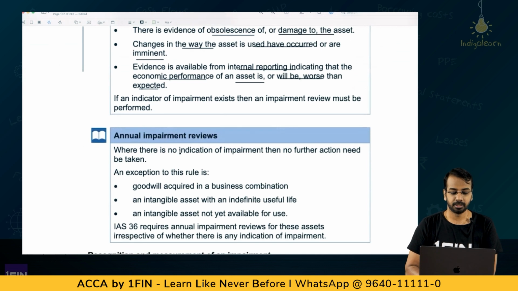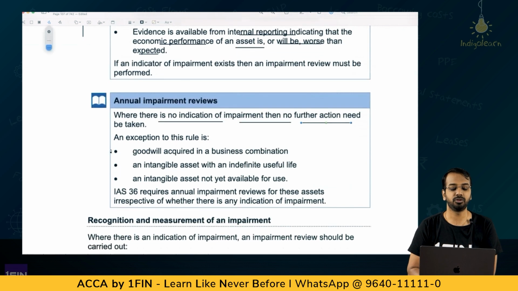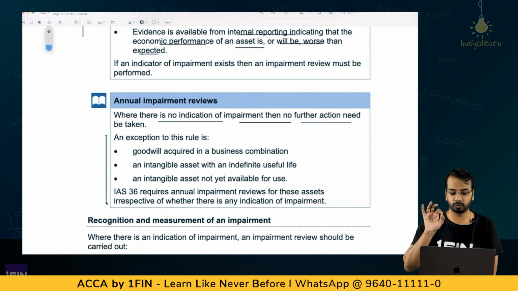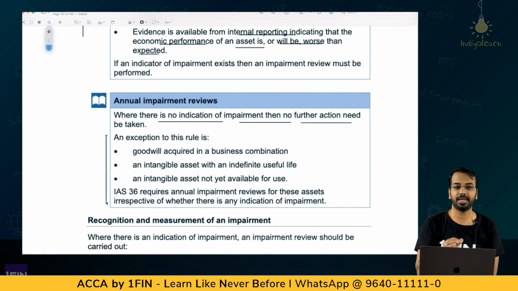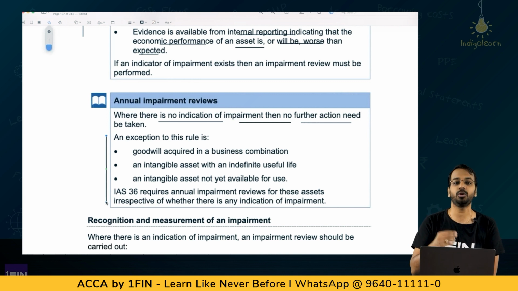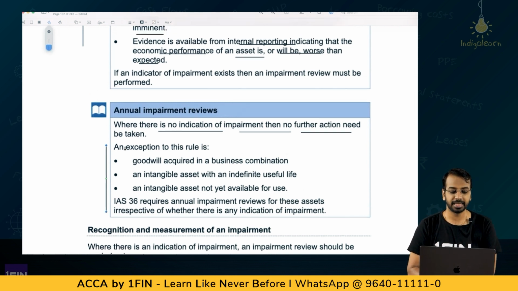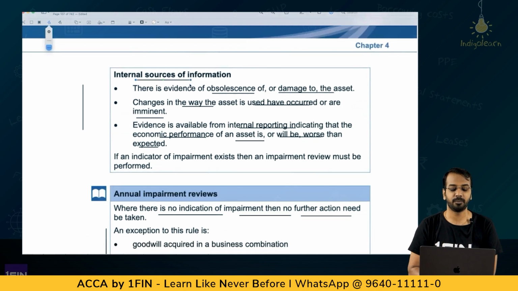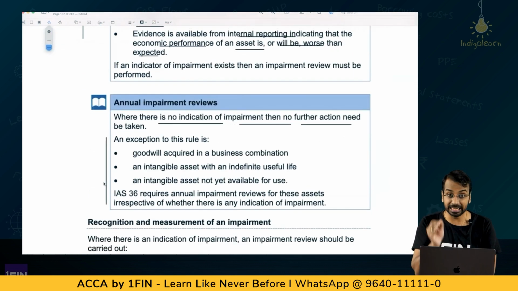Now, when there is no indication of impairment, you don't need to do anything, except that you have to do an annual impairment test for these 3 items. For all other assets, you have to do impairment testing only if there are indicators of impairment. But for these 3 specific items, you have to carry out impairment testing every year, even if there are no impairment indicators. So, if indicators exist you will do impairment testing, but for these 3 you will do at least an annual impairment review. What are those 3 assets?